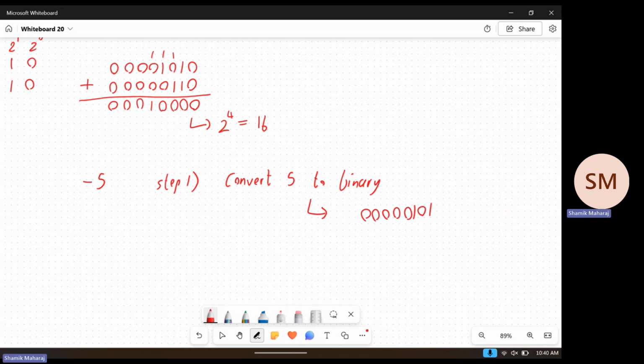Step one is to just convert +5 to binary. Step two was to invert all the digits. So zeros become ones and ones become zeros. Step two is to invert all digits. I'll just invert digits.